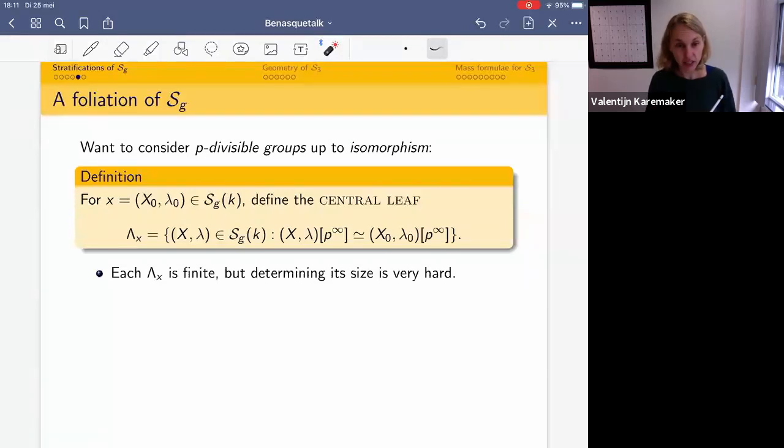Now, there are in general infinitely many different of these Λ_x's, but if you're looking at S_g, then Oort proved that each of these is finite. Nevertheless, computing the cardinality is very hard. This is something like finding the sizes of isogeny classes of abelian varieties, determining all the isomorphism classes in it. This is a class number problem that is very hard to solve in general, but we'll solve a related question.